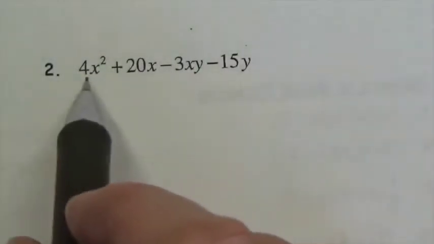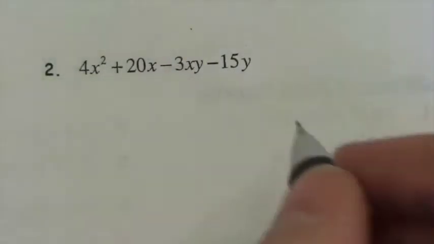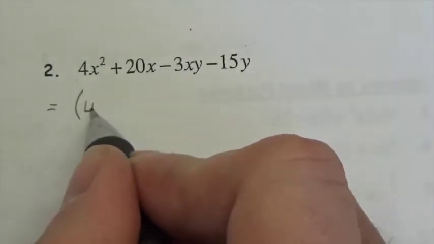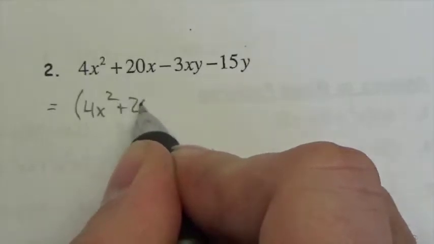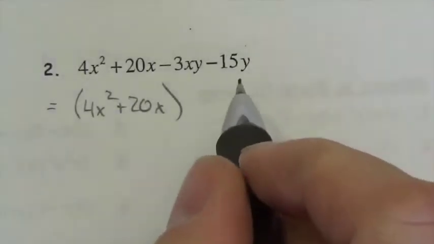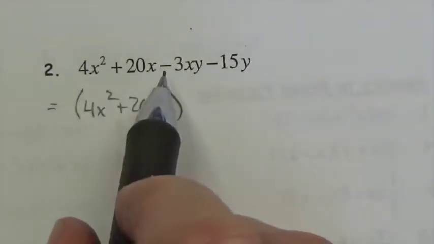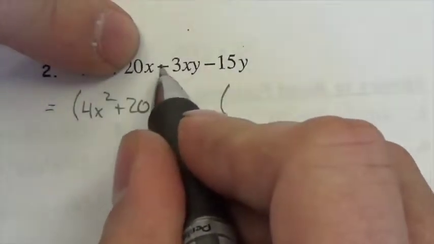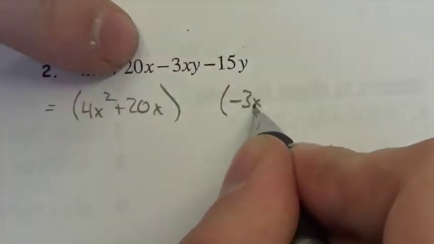Here, again, first thing I'm going to look for is anything that's common. And I don't see anything that's shared by all 4 terms here, so equals. And I'm going to put parentheses around the first 2 terms. And now here's where this is going to get a little weird because of that negative sign right there. But I am going to put parentheses around the last 2 terms.